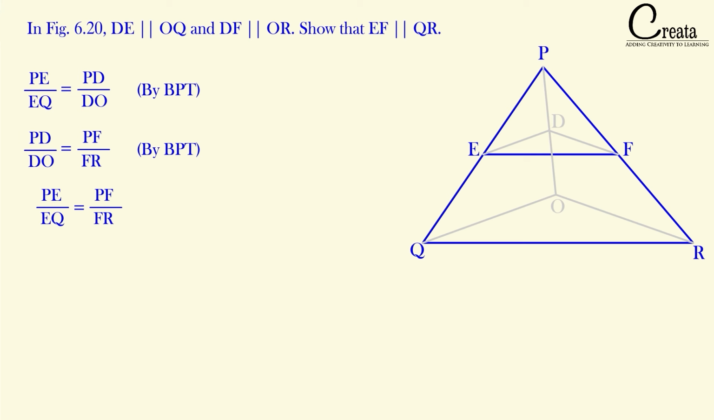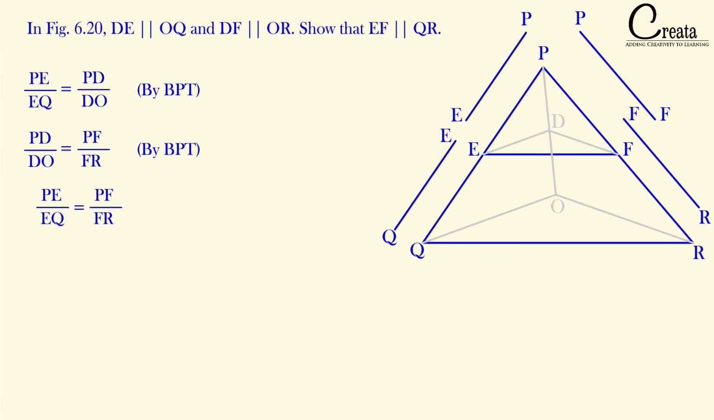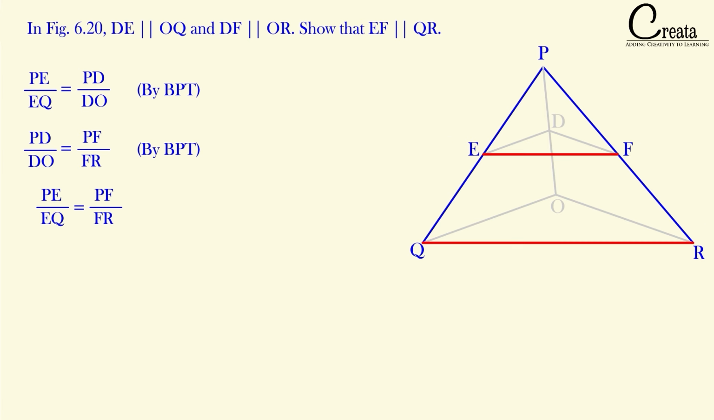Here we got PE upon EQ is equal to PF upon FR. If you observe the triangle PQR, this big triangle, here can we apply the converse of the BPT? That is, if these two ratios are equal, then EF and QR will be parallel to each other. We have simply applied the converse of the BPT in the triangle PQR. So we got EF is parallel to QR, which is the answer of this question.